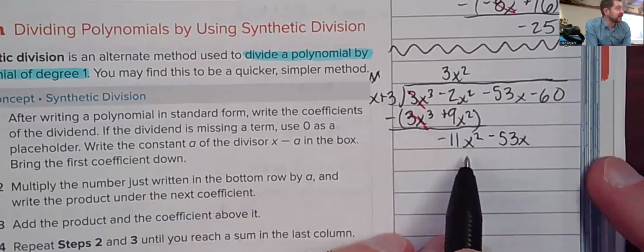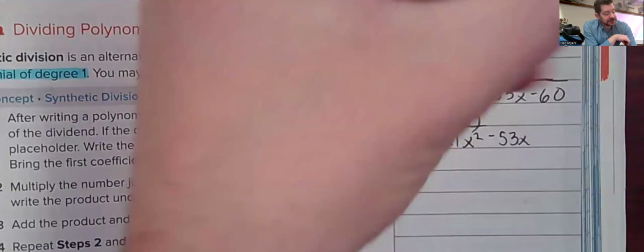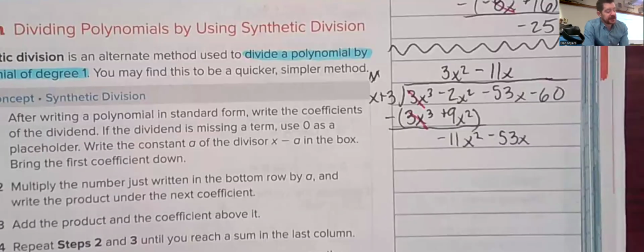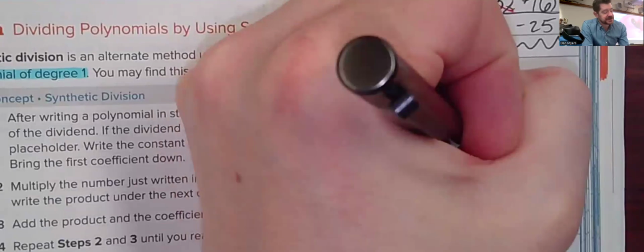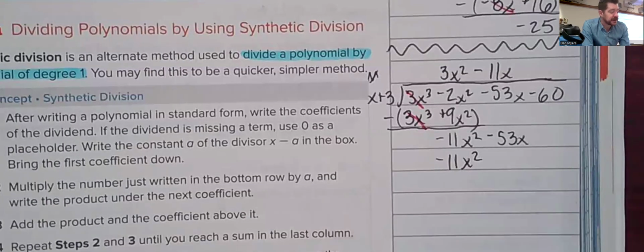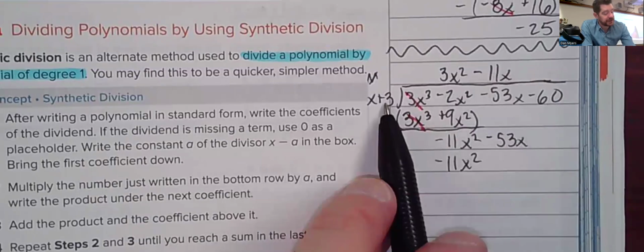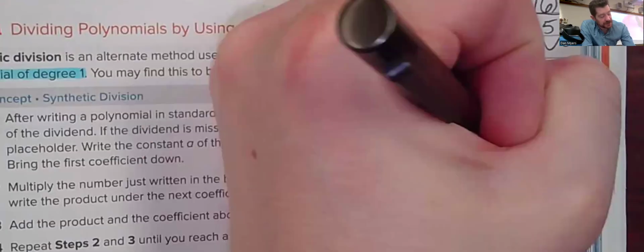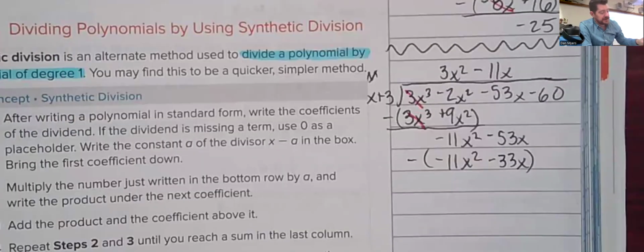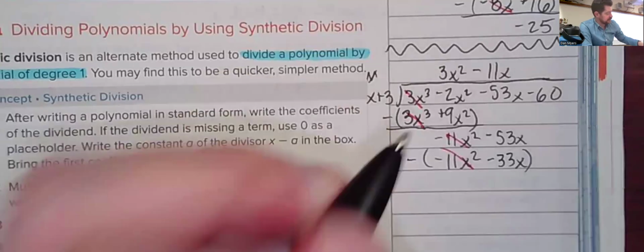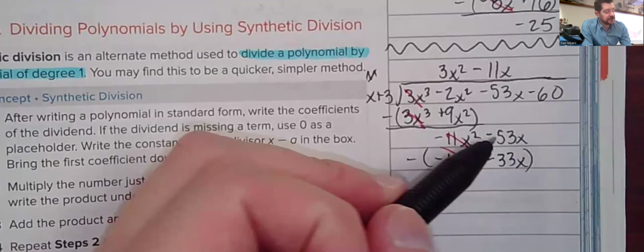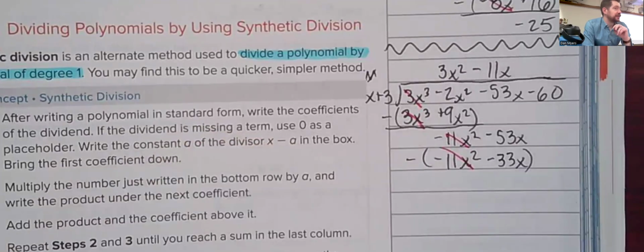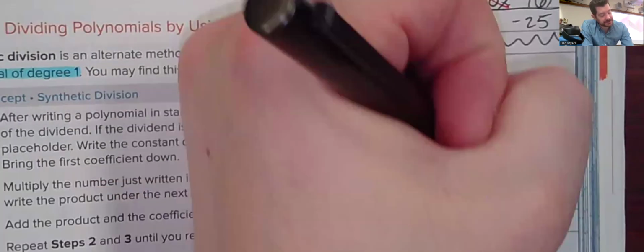X goes into negative 11x squared how many times? Yeah, negative 11x times. And then we're going to multiply negative 11x by x, which will give us negative 11x squared, which is the exact same term there, which is what we always want. And then negative 11x times 3 would be negative 33x. And then we're going to subtract. The negative 11x squareds will cancel. Negative 53 minus negative 33 would be negative 53 plus 33, which is negative 20. So negative 20x.